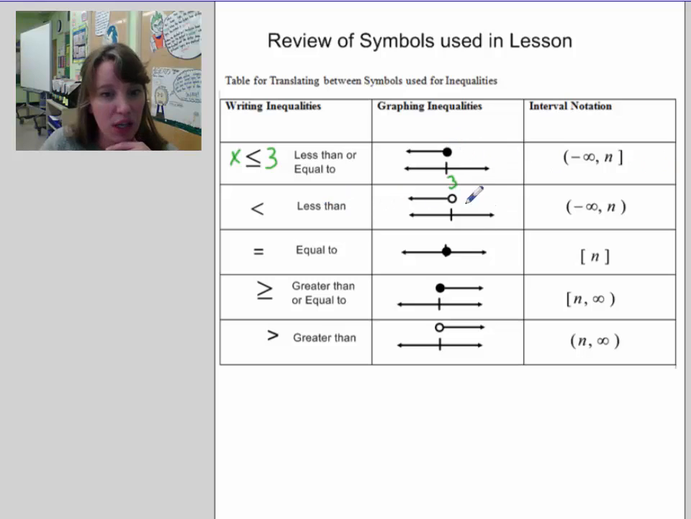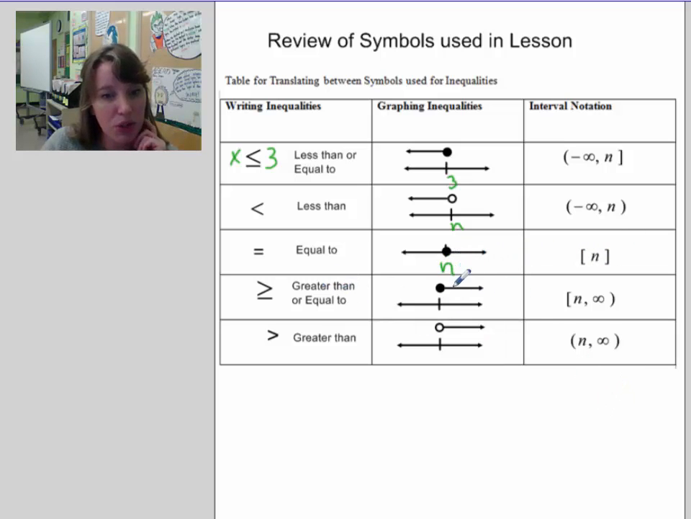Whereas if you just have a strictly less than, you're going to use 2 rounded brackets here, and your lower bound is going to be negative infinity, comma, whatever the number is that it's less than. If it's equal to, it's just going to be a dot. Your bounds are just going to have 2 square brackets, meaning you can only include this value n.